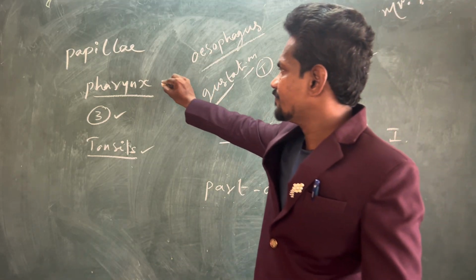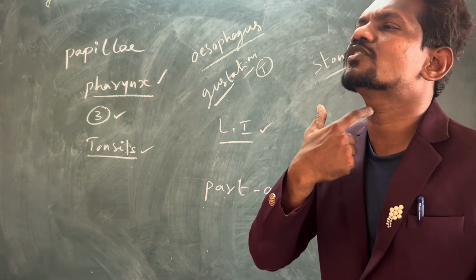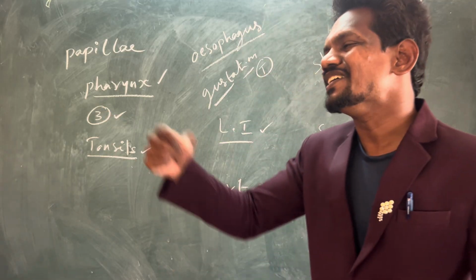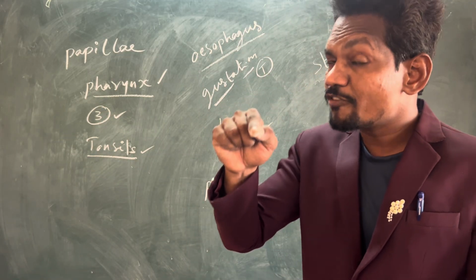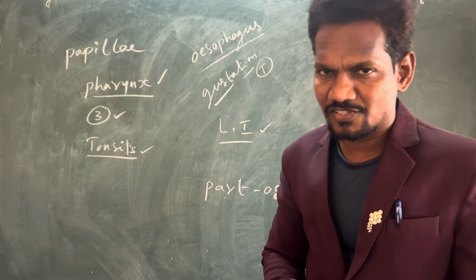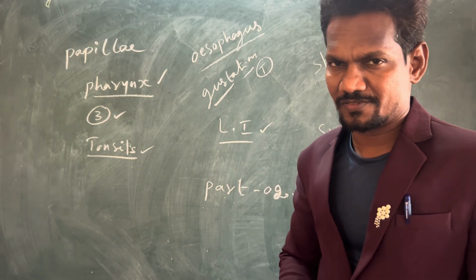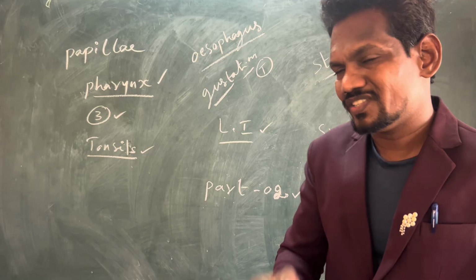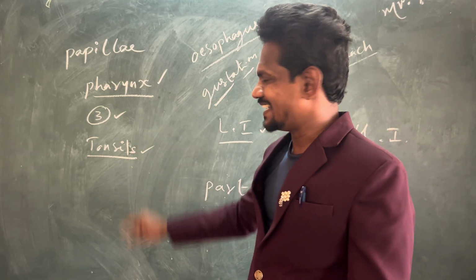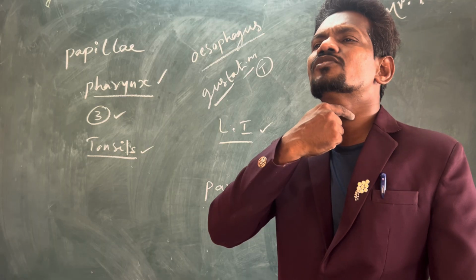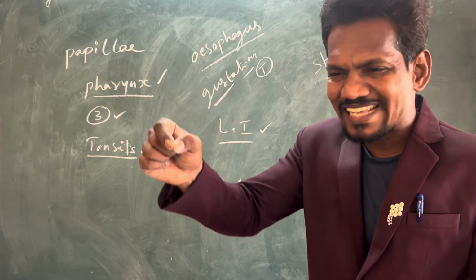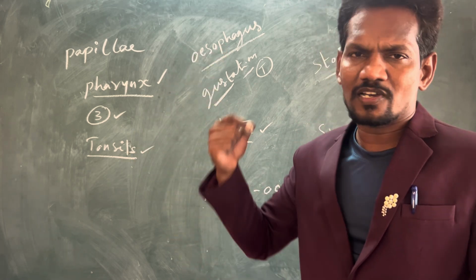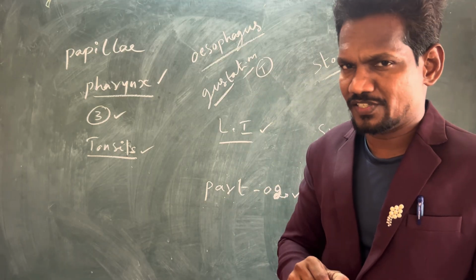Next is the pharynx, also called the throat. The pharynx contains 3 subregions: oropharynx, nasopharynx, and laryngopharynx. The pharynx or throat is the common passage for food and air. There, the trachea also starts. We will discuss that in the respiration lesson.